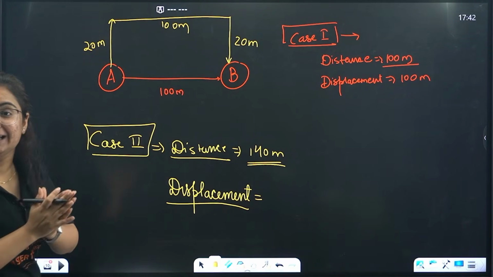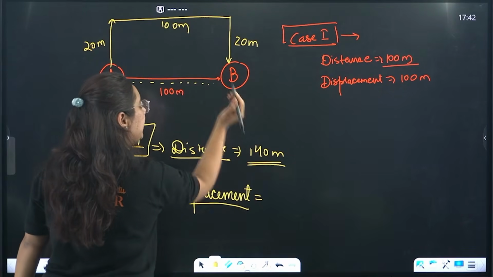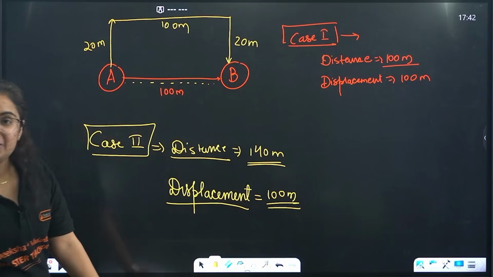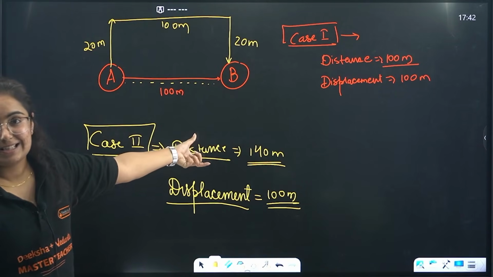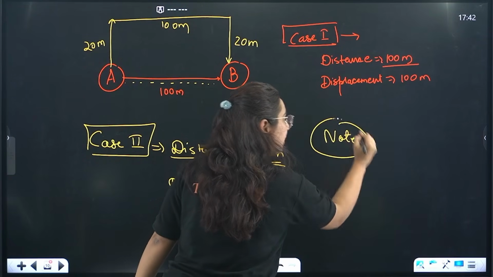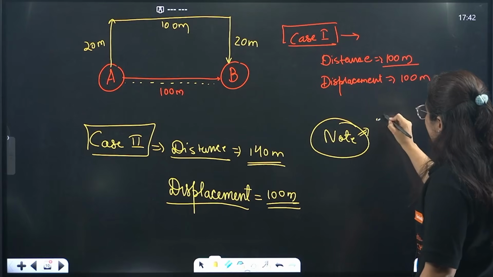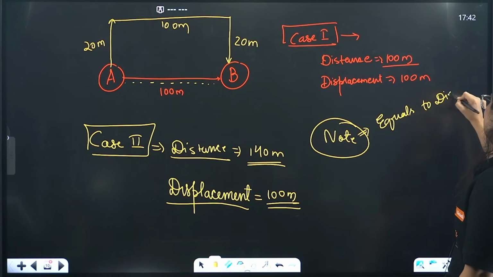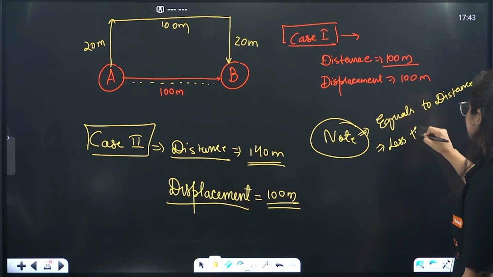And again here, the displacement will be 100 meters. That means less than the distance. Here you have to mark one thing, beta. You have to note that displacement will always be either equal to distance, or the displacement will be less than the distance.